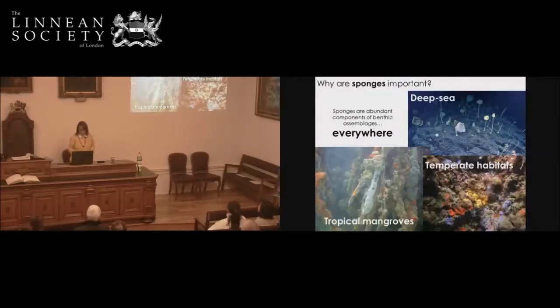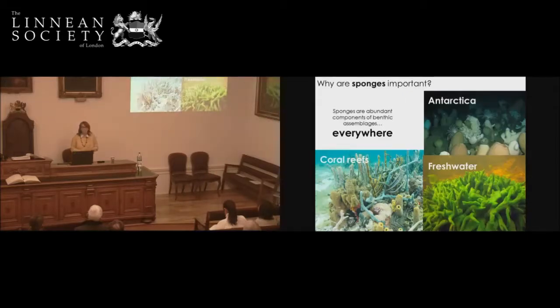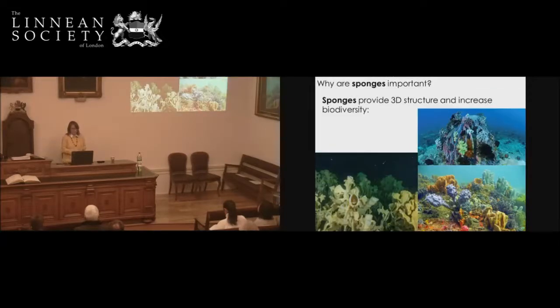So we'll be talking about sponges, but first I want to tell you why sponges are important. I'm pretty sure you all know about coral reefs and corals are really important, but sponges are way more important. They are everywhere. They are super abundant, and they are very frequent everywhere, not only in deep sea, where you can see these beautiful animals, but also in temperate habitats, in tropical mangroves. They are incredibly abundant in Antarctica, in coral reefs as well. They are actually taking over the coral reefs. And they are super abundant as well in freshwater systems, both in rivers and in lakes. So they are everywhere.